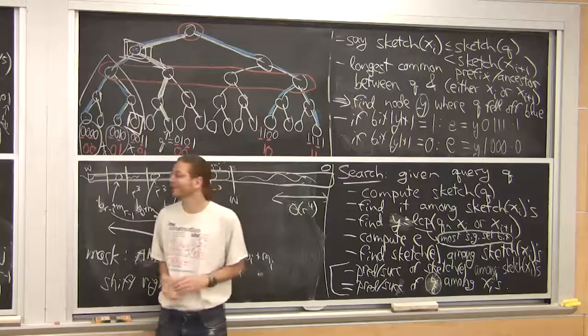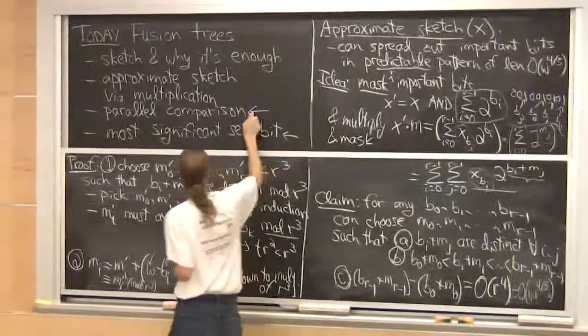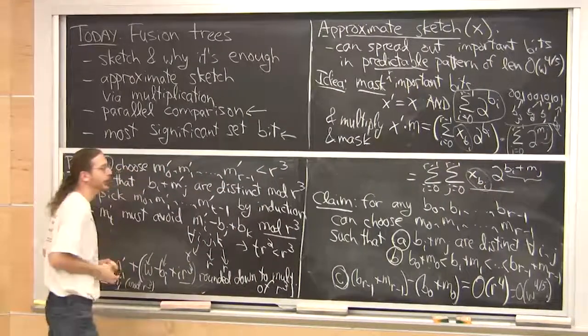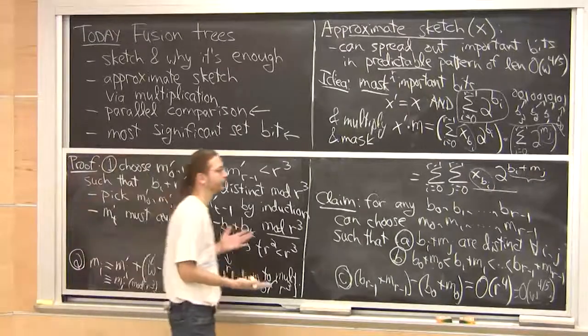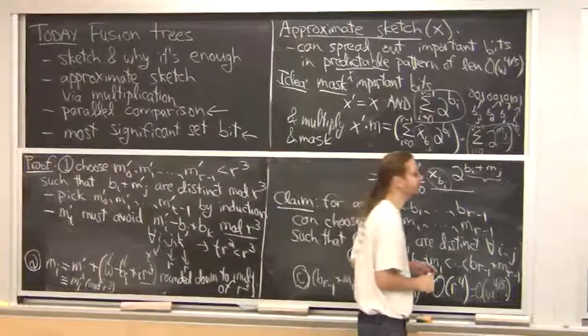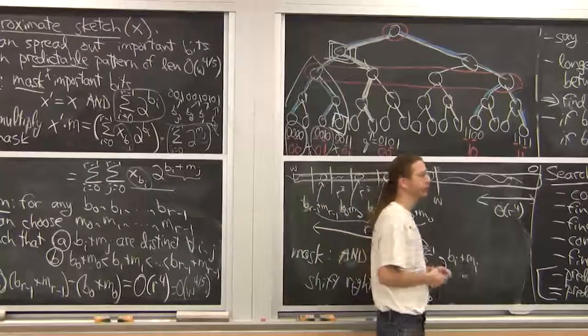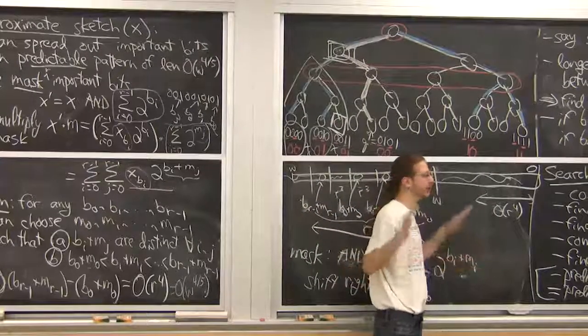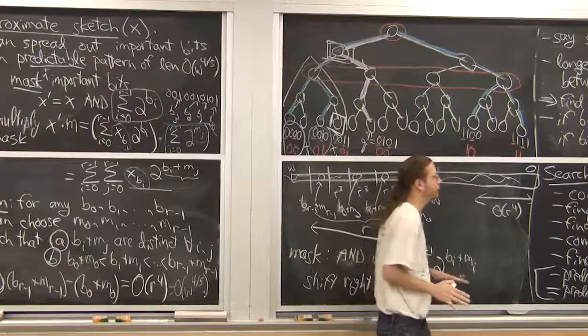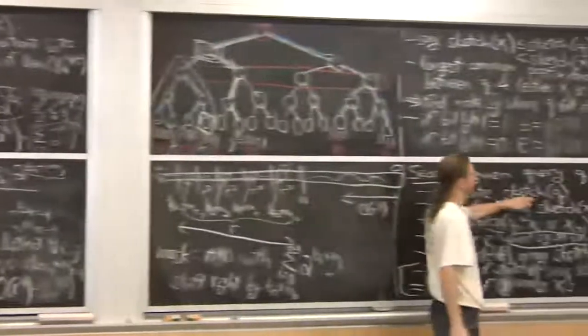Okay? Which brings us to parallel comparison. I have all of these approximate sketches, so you could start forgetting approximate sketching. Somehow we get these w to the 4/5 bits. We want to concatenate them together, and then in parallel compare all of them to the sketch of Q.